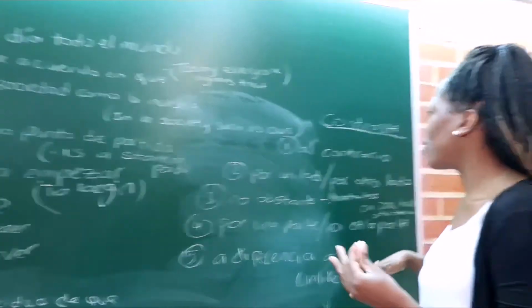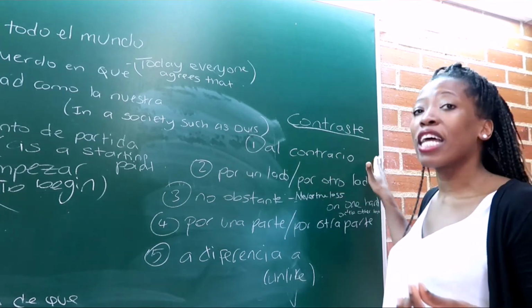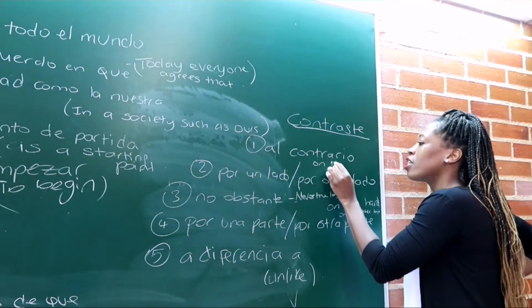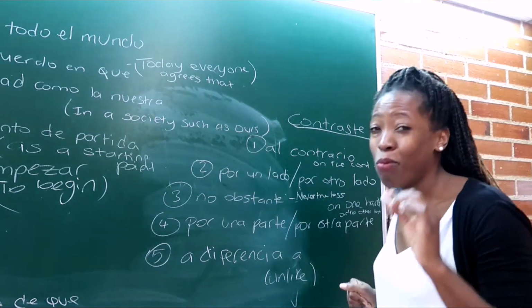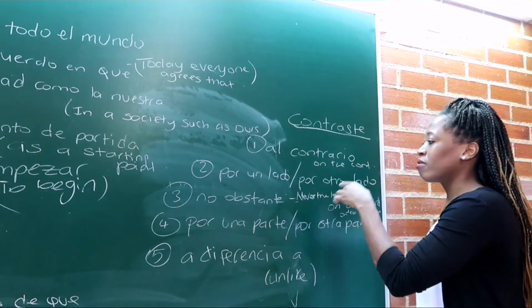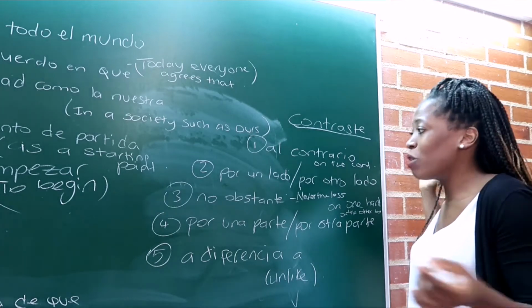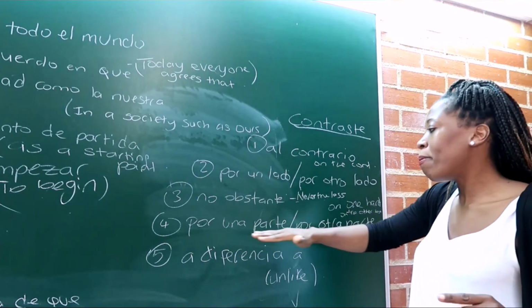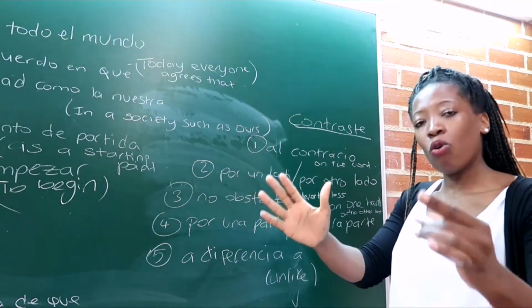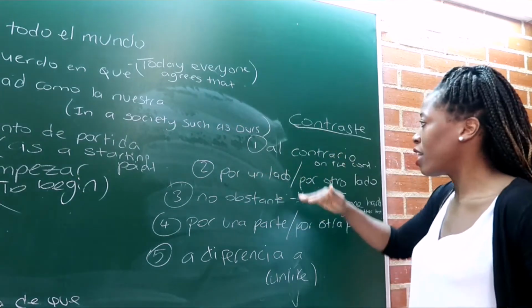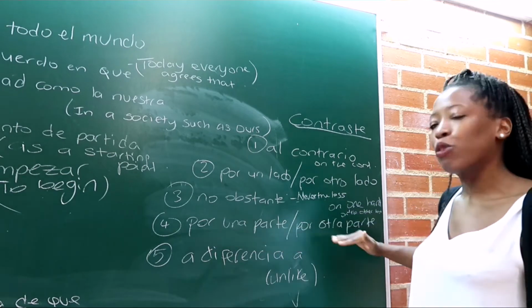Okay, so the first point we have is al contrario. Okay, on the contrary, al contrario. Okay, on the contrary. This one you would have seen as well. Por un lado, por otro lado. So on one side or on the other side, which is quite similar to number 4, which is por una parte o por otra parte. Okay, so on the one hand or on the other hand. These two are the same. Por un lado, por otro lado, o por una parte, por otra parte.